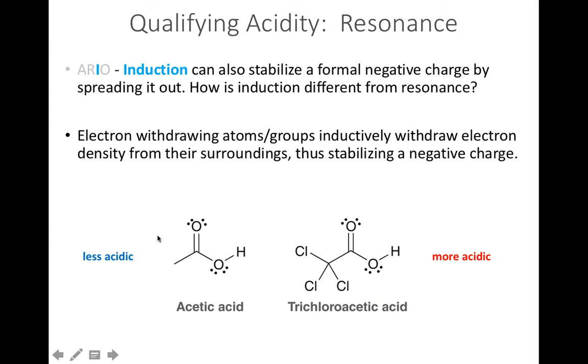So when we look at acetic acid versus trichloroacetic acid, they're both going to have the resonance structures where we can spread out the negative charge between those two oxygen atoms. But the presence of the electron withdrawing groups in the trichloroacetic acid is going to further stabilize that negative charge and lone pair that we create by removing that H+. So the trichloroacetic acid is going to be more acidic.